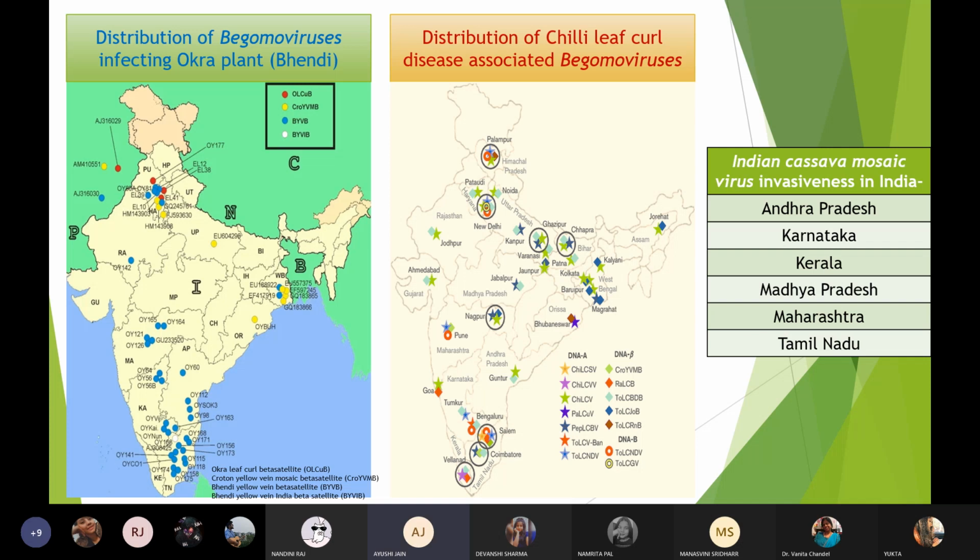Also, Indian cassava mosaic virus causing disease in cassava, which is an important food crop, has been reported in India from the following states: Andhra Pradesh, Karnataka, Kerala, Madhya Pradesh, Maharashtra, and Tamil Nadu. Let's now move ahead and find out how Begomoviruses are transmitted and cause infection in the host plant.